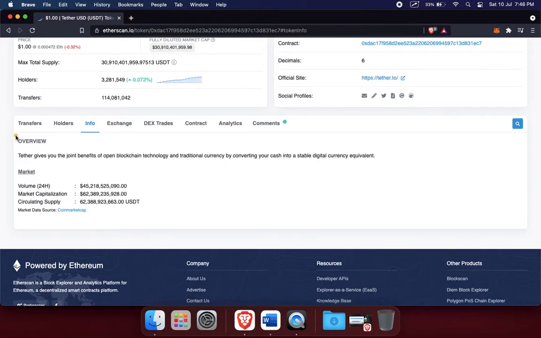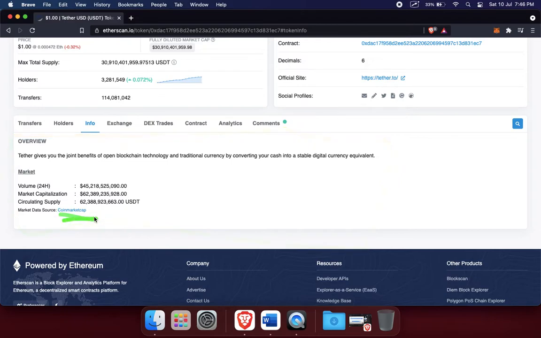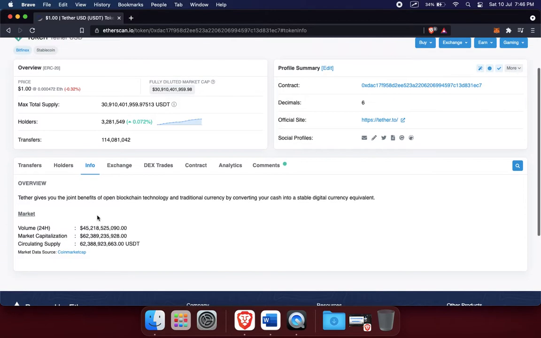Info is just a very general page where people can provide information about the token. This one's being taken from CoinMarketCap. Tether gives you joint benefits of open blockchain technology and traditional currency by converting your cash into stable digital currency equivalent, right? So people can deposit their cash in Tether and receive USDT equivalent. Just some basic stats here on volume in the past 24 hours, market cap, and circulating supply. This will be updated by CoinMarketCap. I assume they pull an API from there.